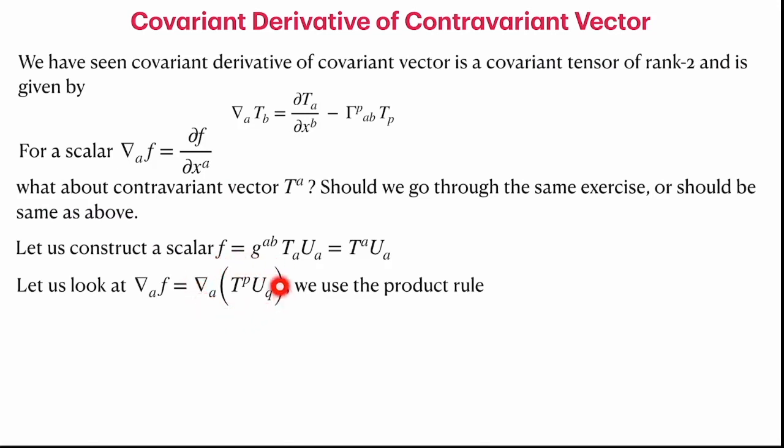But look at this. We apply the product rule. Then we see that this particular thing would be split into two terms. The first one would be U^Q del_A T_Q and T_Q del_A U^Q. This is simply coming from expansion. All the differential operators should follow the product rule, and the covariant differential operator is no exception to this. So we have to simply expand this. That is what we do.